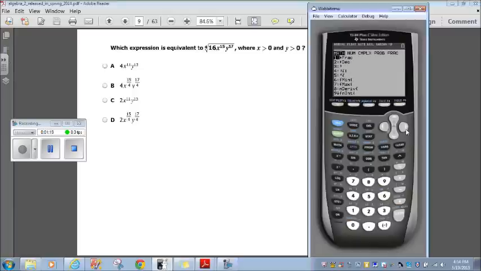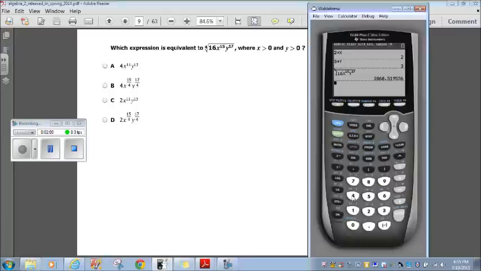Okay, now let me enter in this expression here. The fourth root of 16 x to the 15th. I hit alpha 1 for y to the 17th. I get this decimal number. So then I try each one of these four here and see which one matches that decimal number.